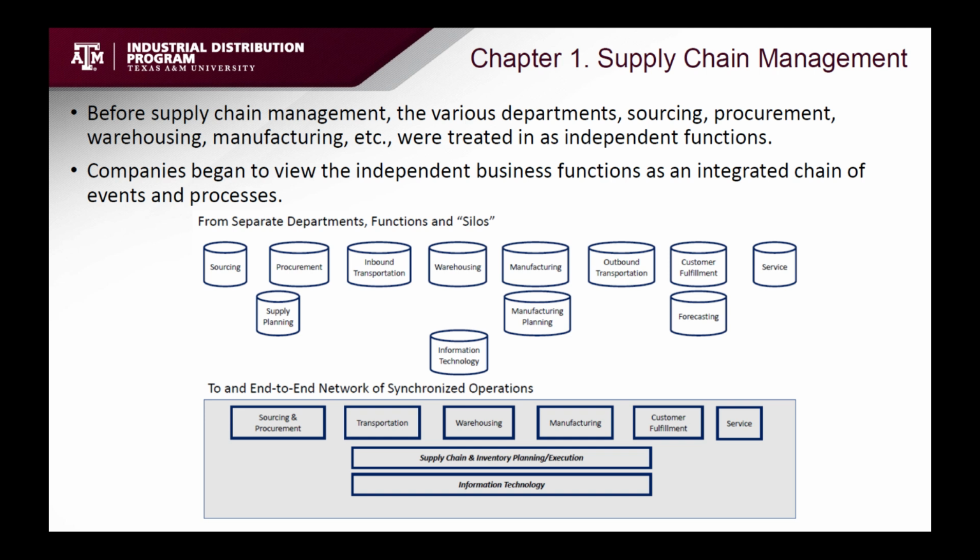All right, quick history lesson. Why did supply chain management even emerge as a field? Before the 1980s, companies were organized around functional departments: sourcing, procurement, warehousing, manufacturing, transportation, customer fulfillment, each one operated as, well, what we call a silo. Each had its own budget, its own goals, its own information system that didn't talk to the others.